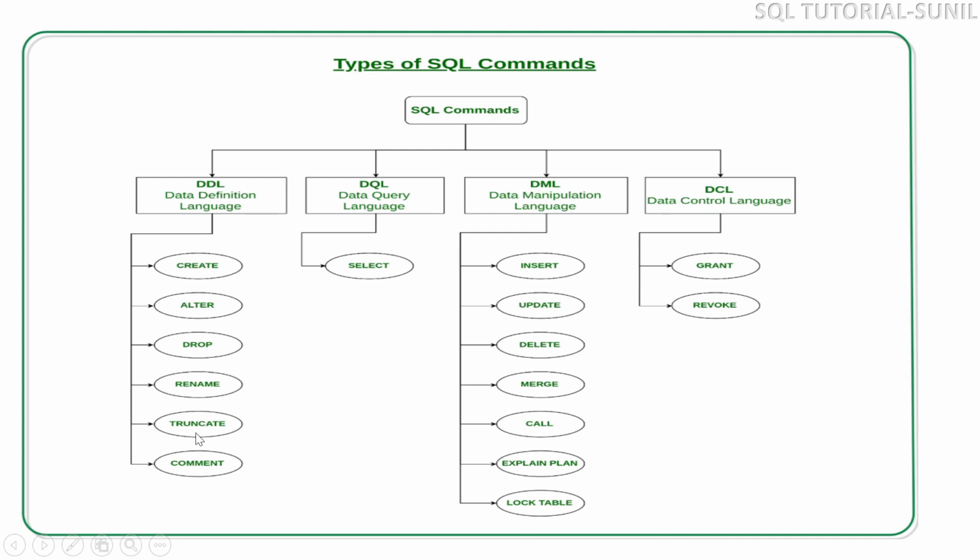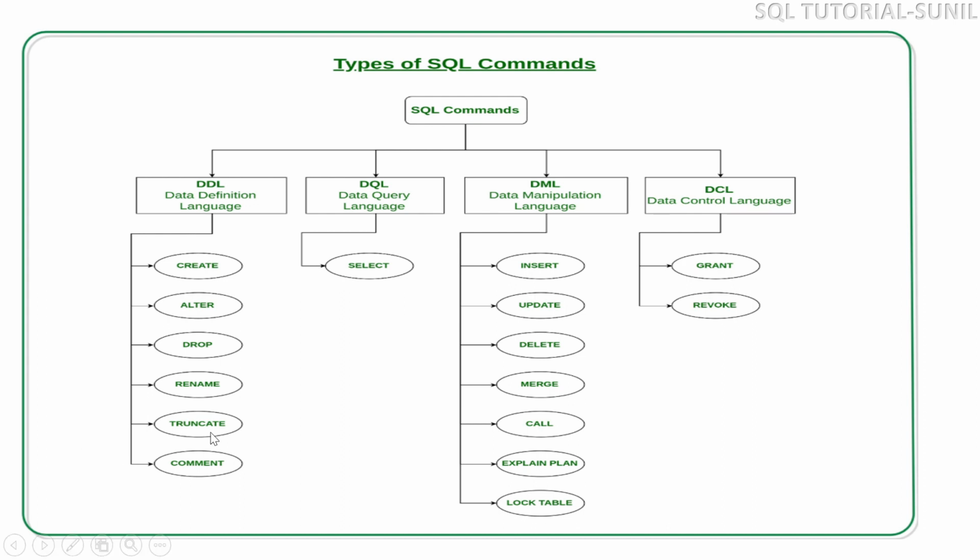So drop means you're completely deleting that table, so that means that table will not exist. And truncate means you are deleting the complete data. Whatever is there inside that table, you're completely deleting that data. So the table will still exist, but no data will be there.